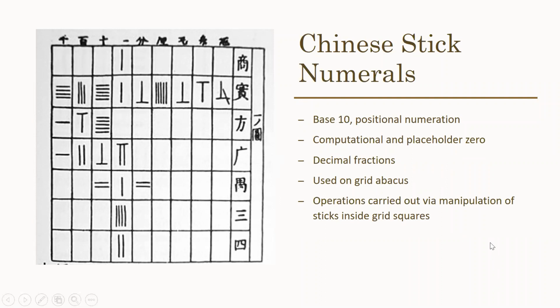So they used a grid for an abacus, and you'll notice that the orientation varies from square to square. So you'll see vertical orientation and then horizontal in the next square, vertical and then horizontal. The Chinese had a very sophisticated mathematical system long before a lot of other cultures did.